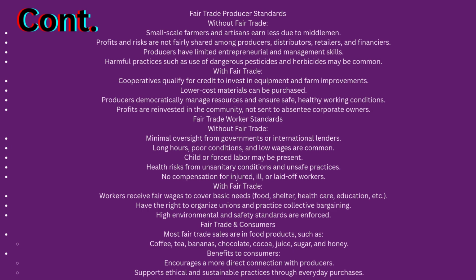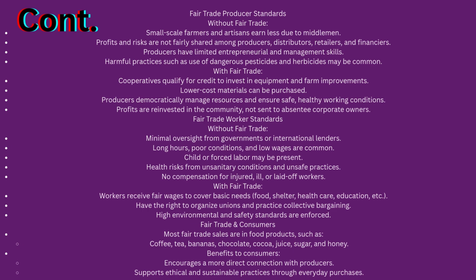With the cooperative, producers can qualify for credit so that funds can be borrowed to buy equipment and invest in improving farms. Materials can be purchased at lower cost. The people who grow or make the products democratically manage allocation of resources and assure safe and healthy working conditions. Profits are reinvested in the community instead of going to absentee corporate owners.